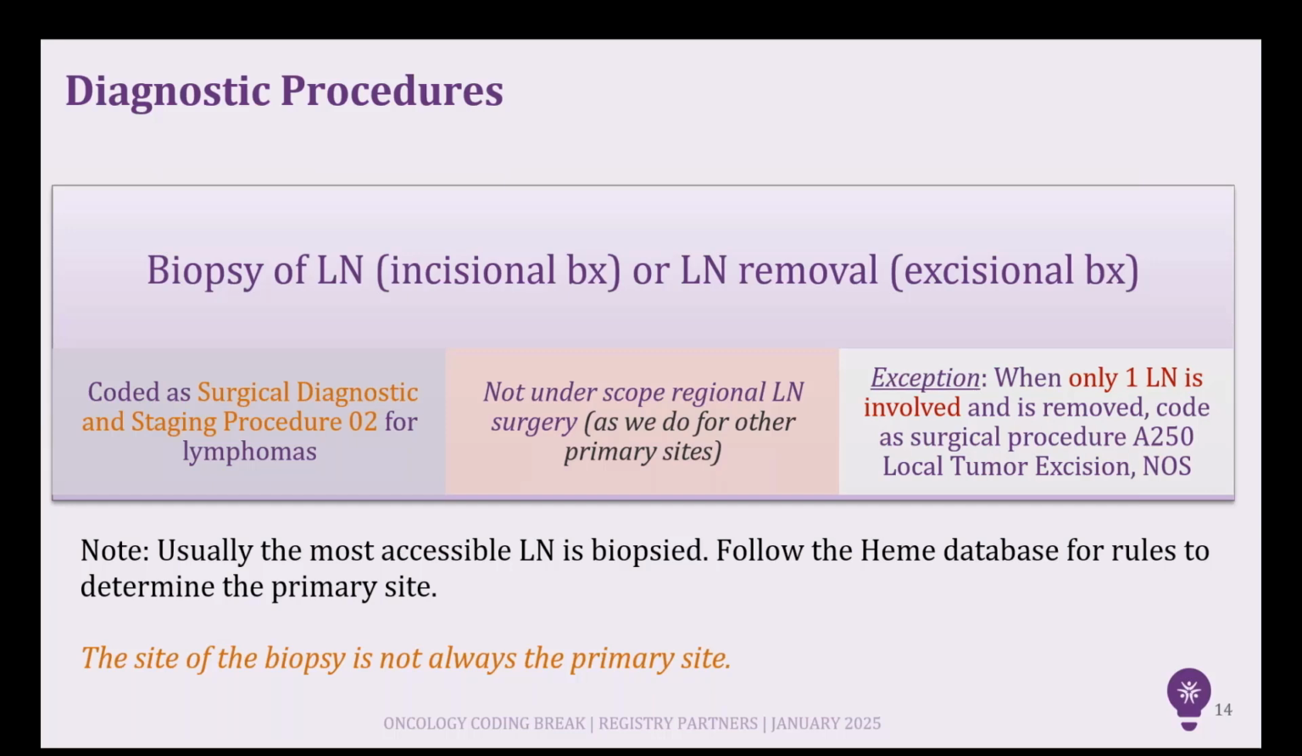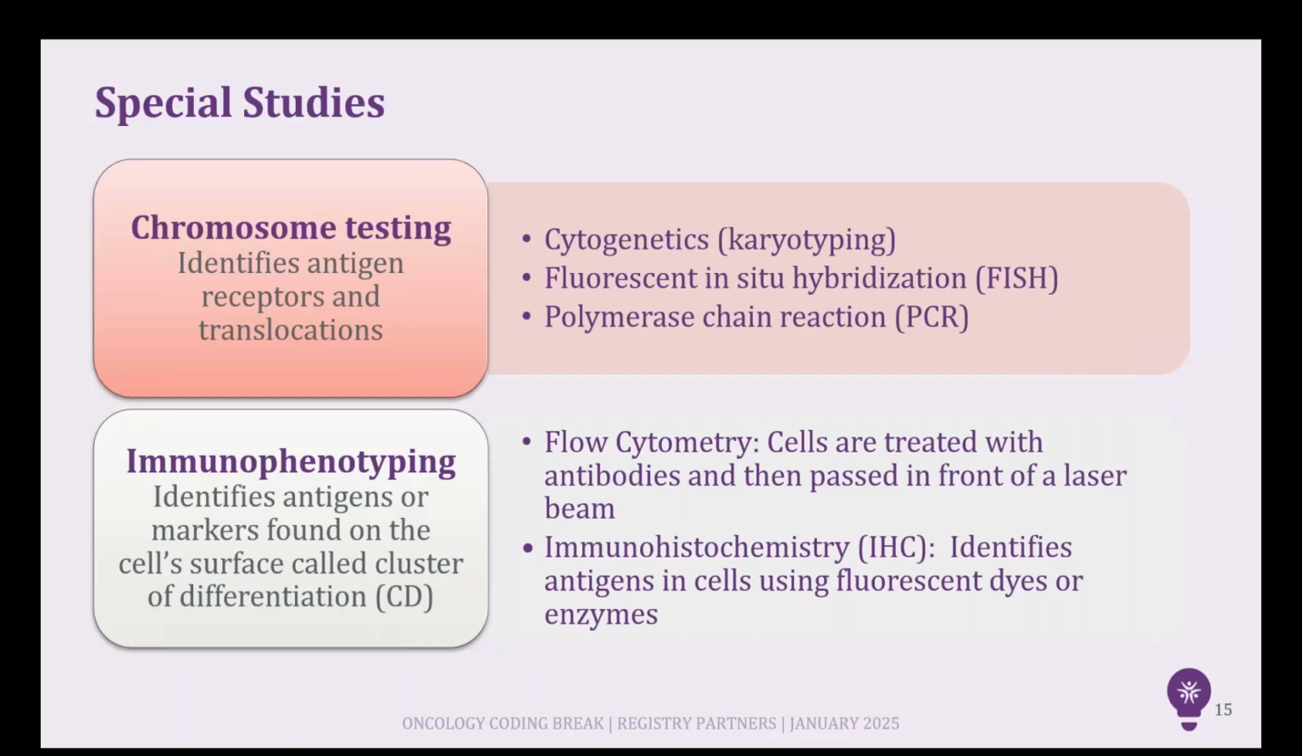Tissue exams alone are not enough to diagnose lymphoma, so when morphology and biological features help us identify the type of cell involved, we have additional tests that are needed to make that final diagnosis. So we have some chromosome testing you'll see in the chart that looks for specific antigen receptors and chromosomal translocations. Some examples of these are cytogenetics, FISH, and PCR testing. And you'll also see immunophenotyping, which identifies the cluster of differentiation markers on the cell surface. The common tests we see are flow cytometry and IHC.